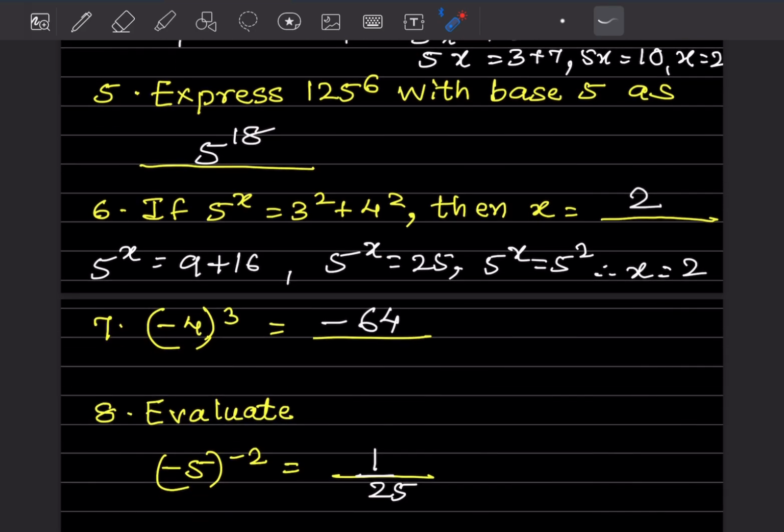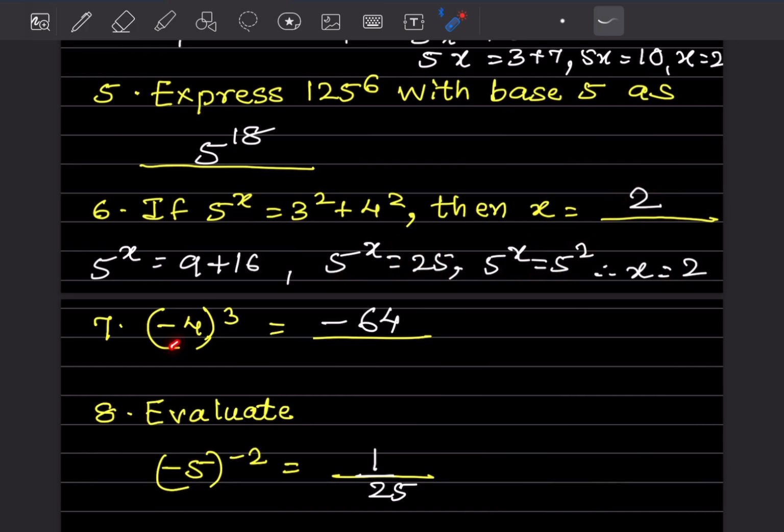If 5 raised to x is 3 square plus 4 square, then x is what? So now what will you do here? This will be 9. Here, 5 raised to x is 9 plus 4 square is 16. So 5 raised to x is 25 when you add this. So 25 we can write in terms of 5, like 5 square. So the base is the same, so x is going to be 2.